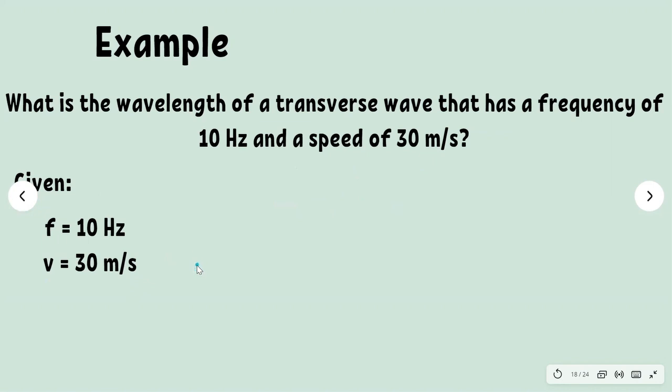After writing all the givens, I will write the parameter that we'll be looking for. So we're finding the wavelength. What is the wavelength? And after this, I will look at all of these parameters. We have F, we have V, and we have lambda. And we'll look at our formulas. Which formula should we use that has F, that has V, and that has lambda?